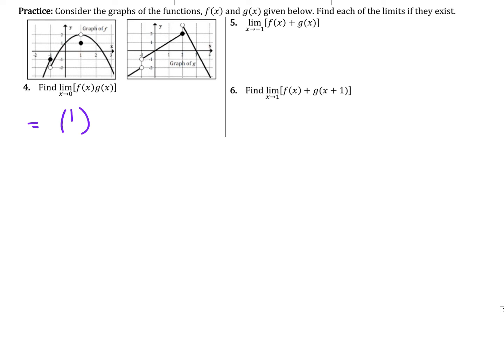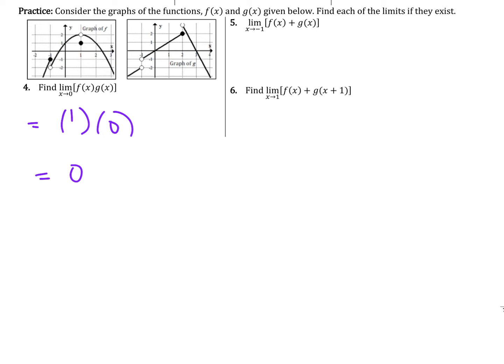The limit as x approaches 0 of g of x is 0, so this overall limit is 0. Since they're both continuous there, I don't have to consider above or below or left-sided or right-sided. I can just jump right into multiplying their 2 limits. For number 5, the limit as x approaches -1 of f of x plus g of x.